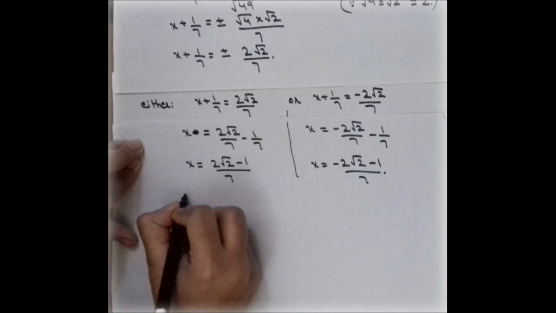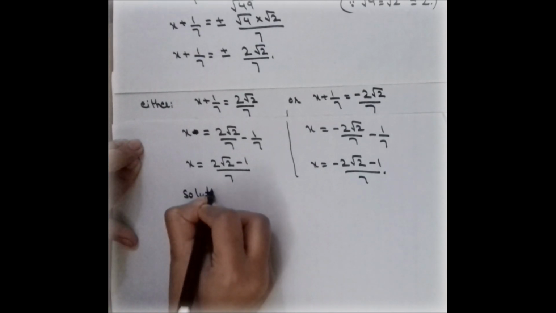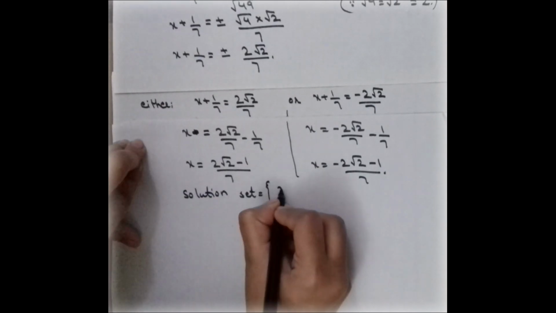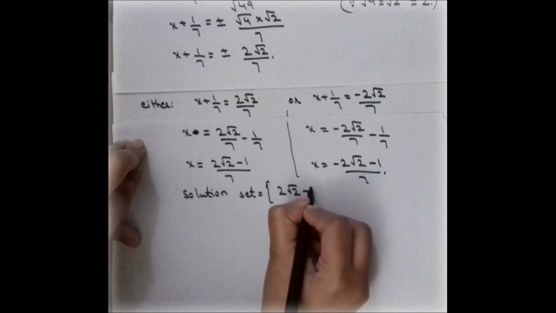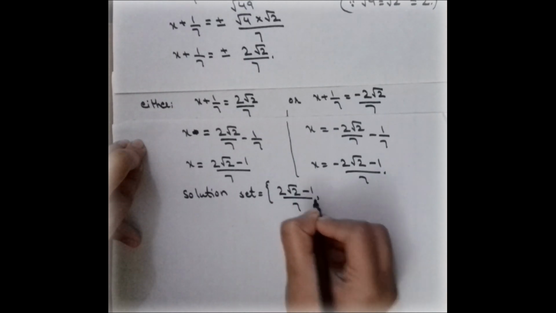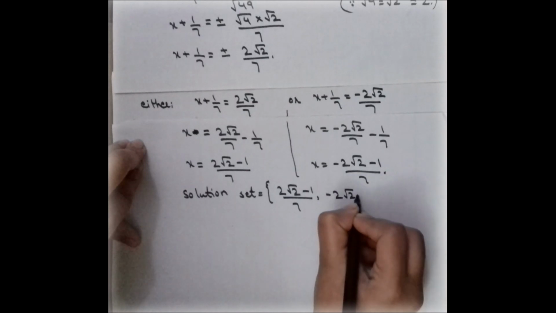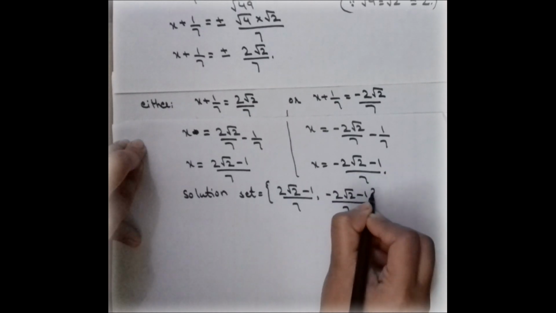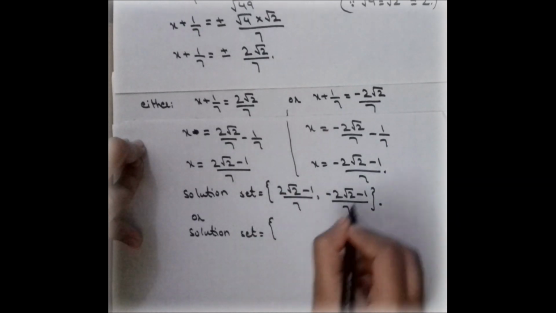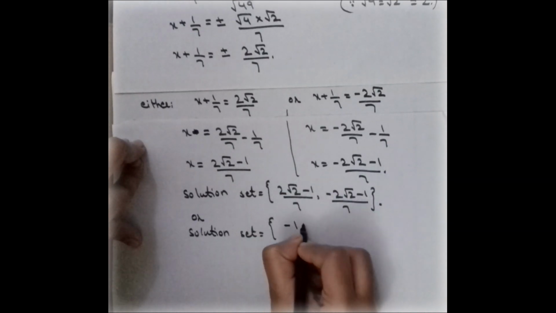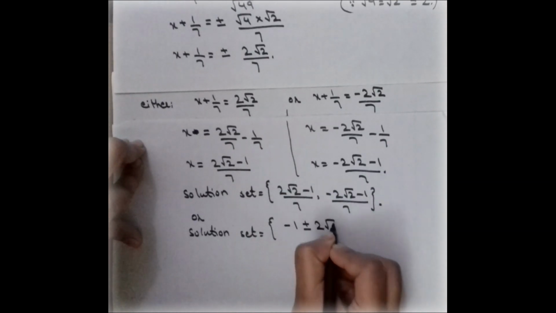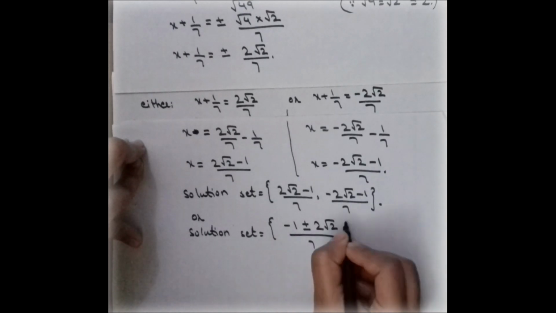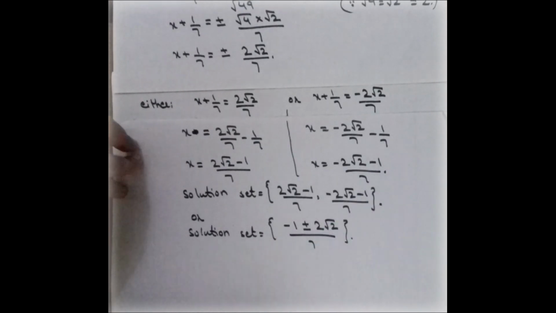So here there are two solutions of this equation. We can write the solution set as 2 under root 2 minus 1 over 7, comma, minus 2 under root 2 minus 1 over 7. Or we can write these two factors as minus 1 plus minus 2 under root 2 over 7. So both terms can be written in this way.